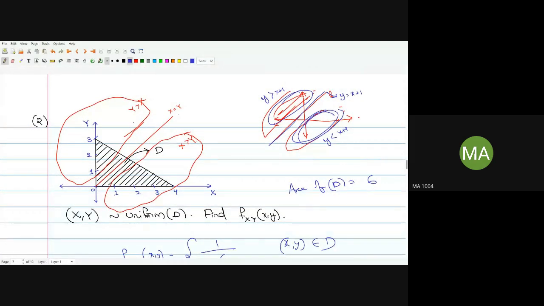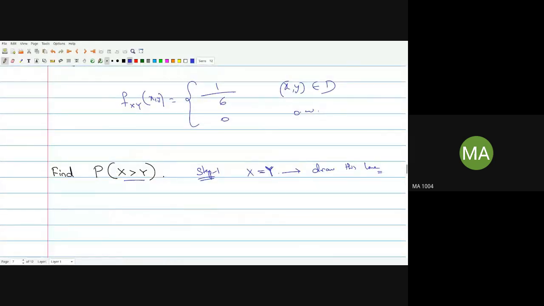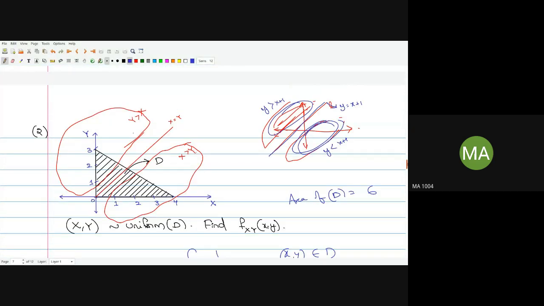So here our case is x equals y. First of all, draw that line and identify the region which represents x greater than y. You can randomly take the point 3 comma 0. Here x is 3 and y is 0, so x is greater than y. In the same way, if you pick any point below the x equals y line, your x value will always be greater than y. And on the top, it will be y greater than x.